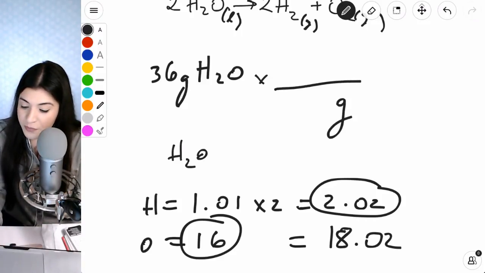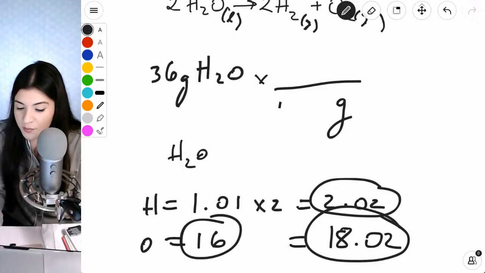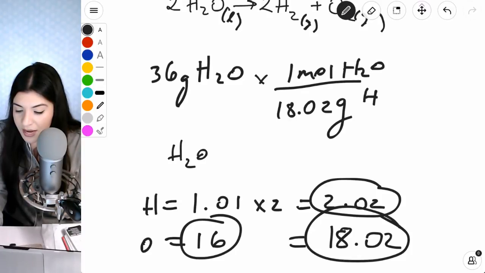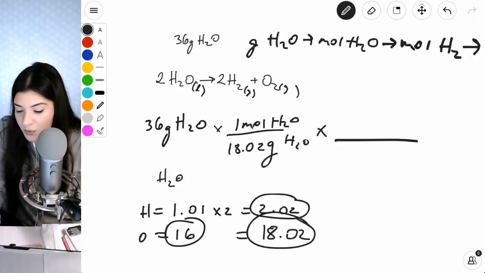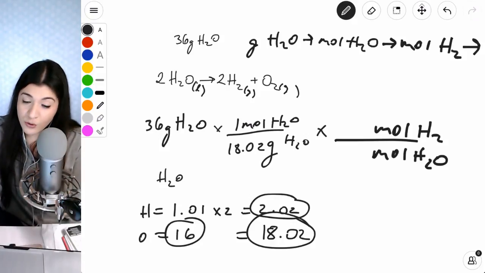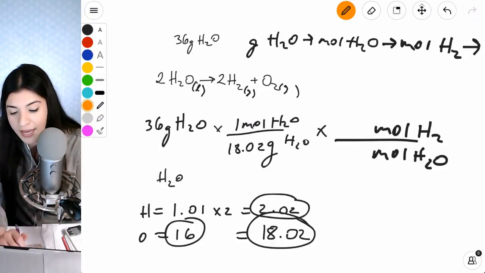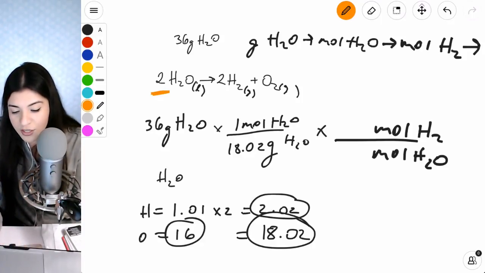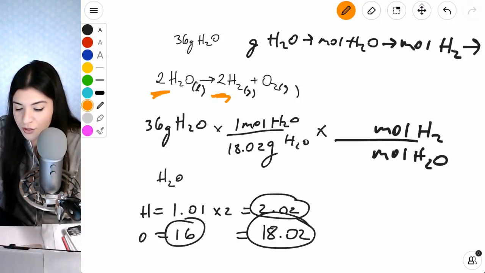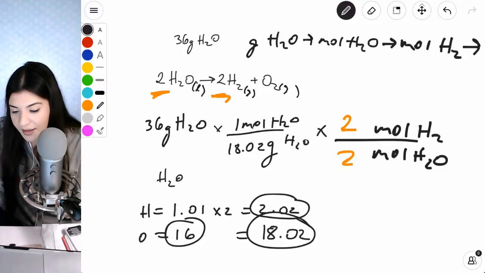I'll put the grams on the bottom so that what we just found, that number always goes with the grams, and it's always 1 mole for molar mass. So that's of water. And then now I'm going to do a mole to mole ratio to change the compound. So then I'll put the moles on the bottom, moles on top. So H2O is on the bottom, H2 is where we want to go to. So then now I'll look at the balanced equation, the numbers in front. So then we're going to have 2 moles of H2O per every 2 moles of H2, so 2 to 2.